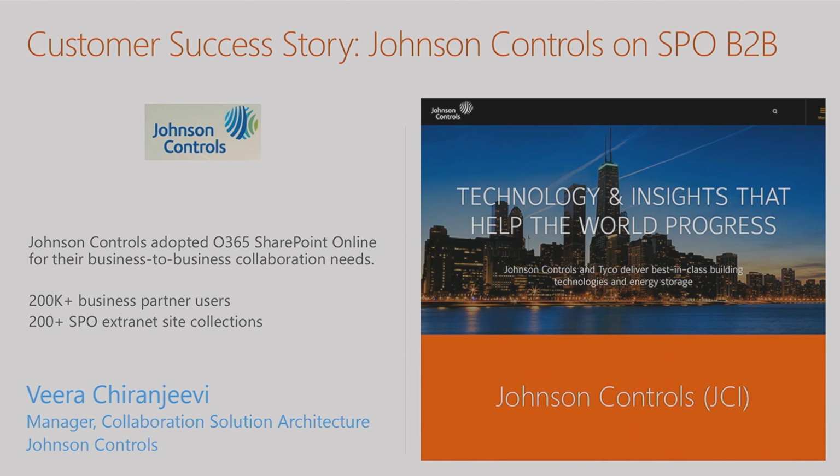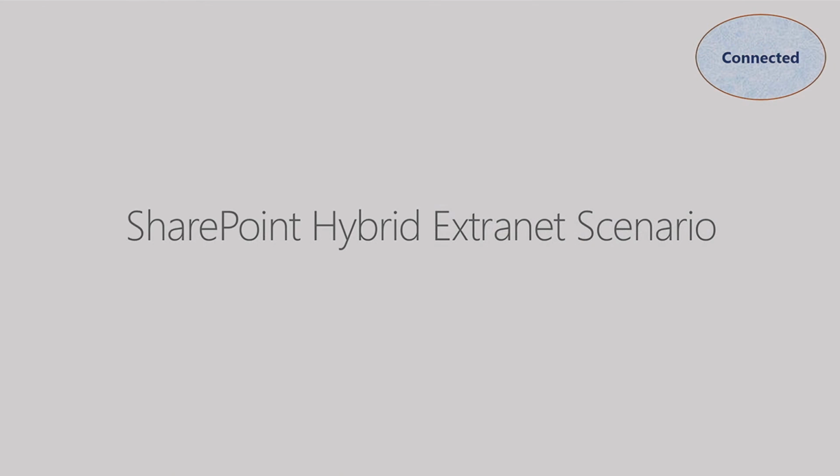All right, so now we're going to get into the next set of scenarios. I'm going to start with the connected pillar, which is going to be on the SharePoint hybrid extranet scenario. Let me give a quick overview on what this means. I showed you all the improvements that we have done in Office 365 SharePoint Online. That means you can start having external-facing sites, and like you see from the Johnson Controls success story itself, you can start having those external-facing sites in SharePoint Online.